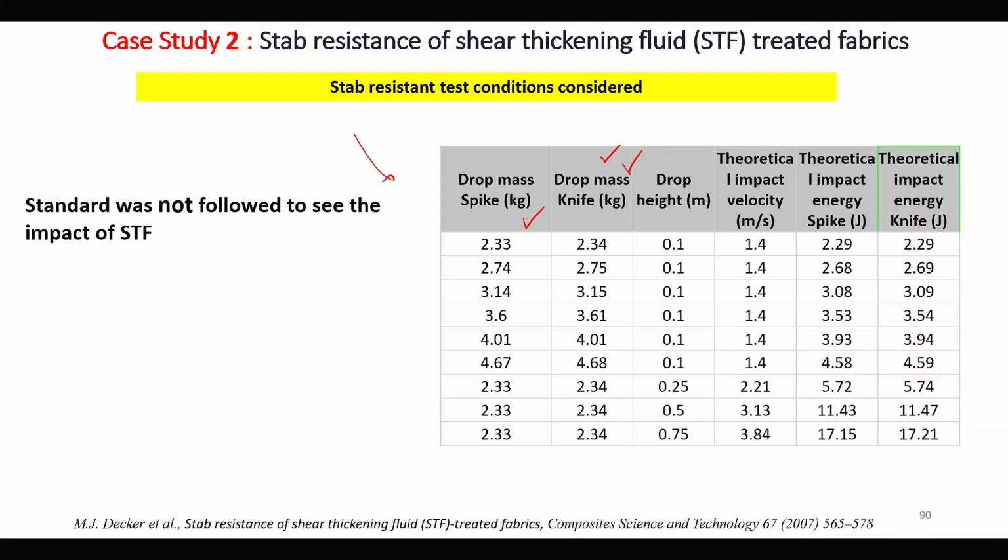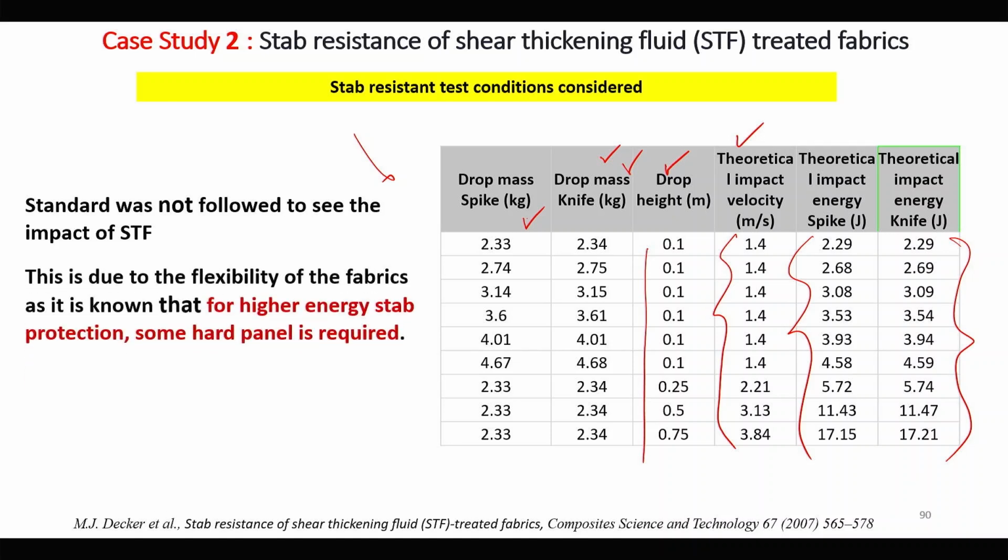We have tested both spike and knife, and the drop height is changed, okay, that is 0.1, 0.25, 0.5, 0.75 meters, and theoretical impact velocity is calculated here from the height. This is the theoretical impact velocity, and theoretical impact energy is calculated for the spikes and for the knife. So, these are the theoretical values.